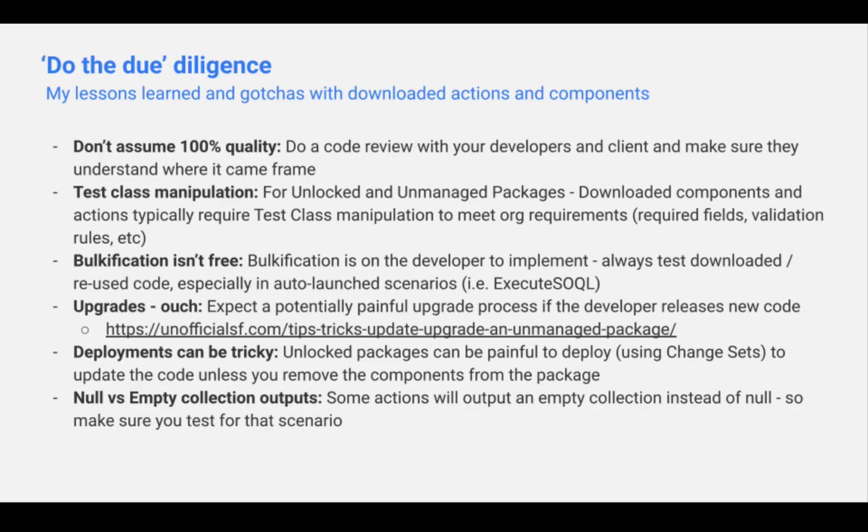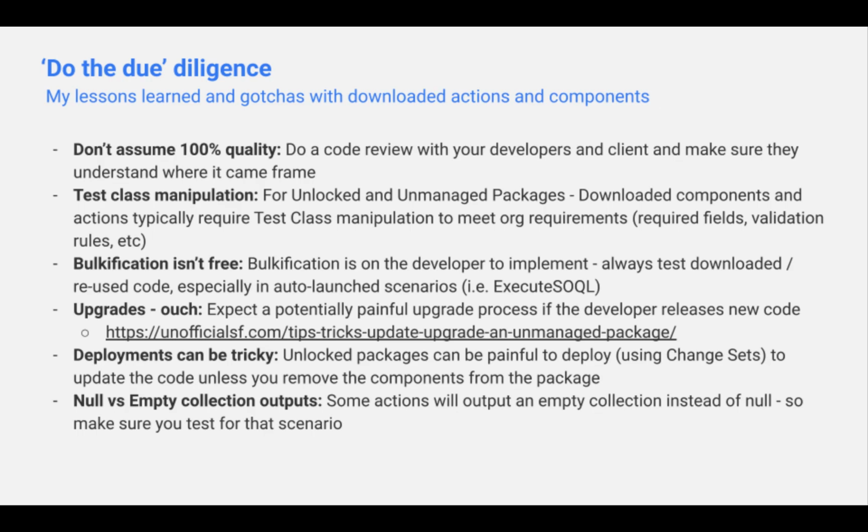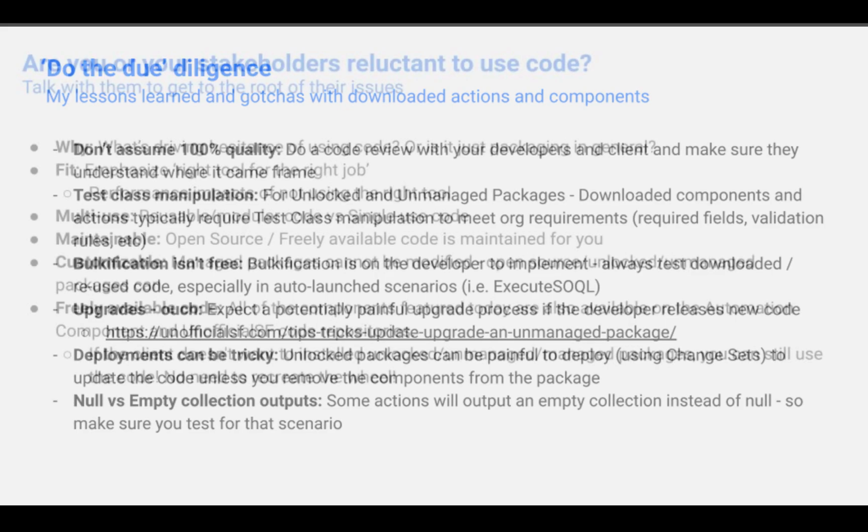So the last little tidbit here is null versus empty collection outputs. If you're a flow master, you'll know that you should be doing null checks in your flows before you're doing creates and updates and things like that. The one thing is some of these actions will output empty collections instead of null. So null checks will not work. So one thing that I've done in the past is I have assigned a number field to collections using an assignment. So that is one way you can get around that.